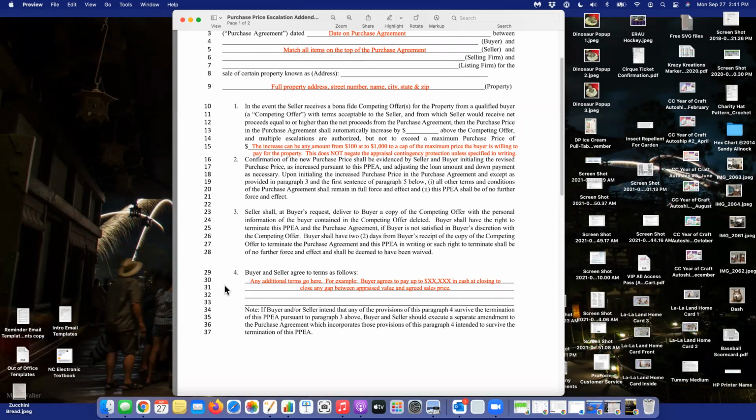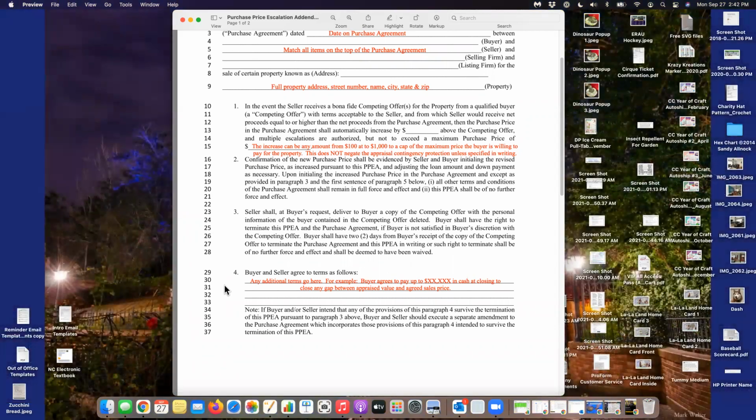For example, this is what I was talking about, the appraisal contingency. Buyer agrees to pay up to a certain amount of money in cash at closing to close any gap between the appraised value and the agreed sales price. So if you end up with your agreed sales price being $128,000 and the appraisal comes in at the 125, if you have nothing else in writing, then you become embroiled in another negotiation at that 125,000. Is the seller going to come down on the price? Is the buyer going to come up with cash?